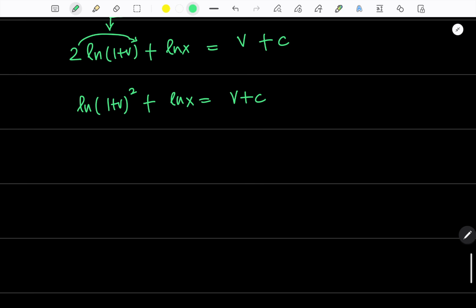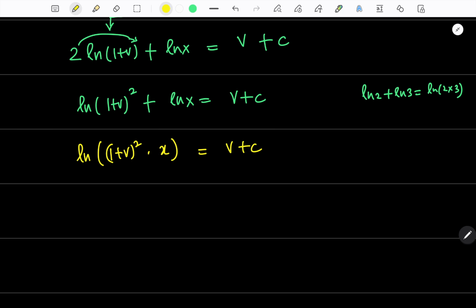Now what we are going to do is use the product rule. You know the product rule: ln 2 + ln 3 is equal to ln (2 multiplied by 3). So the same idea I'm going to use: ln of (1 + v) the whole square multiplied by x, which is equal to v + c.